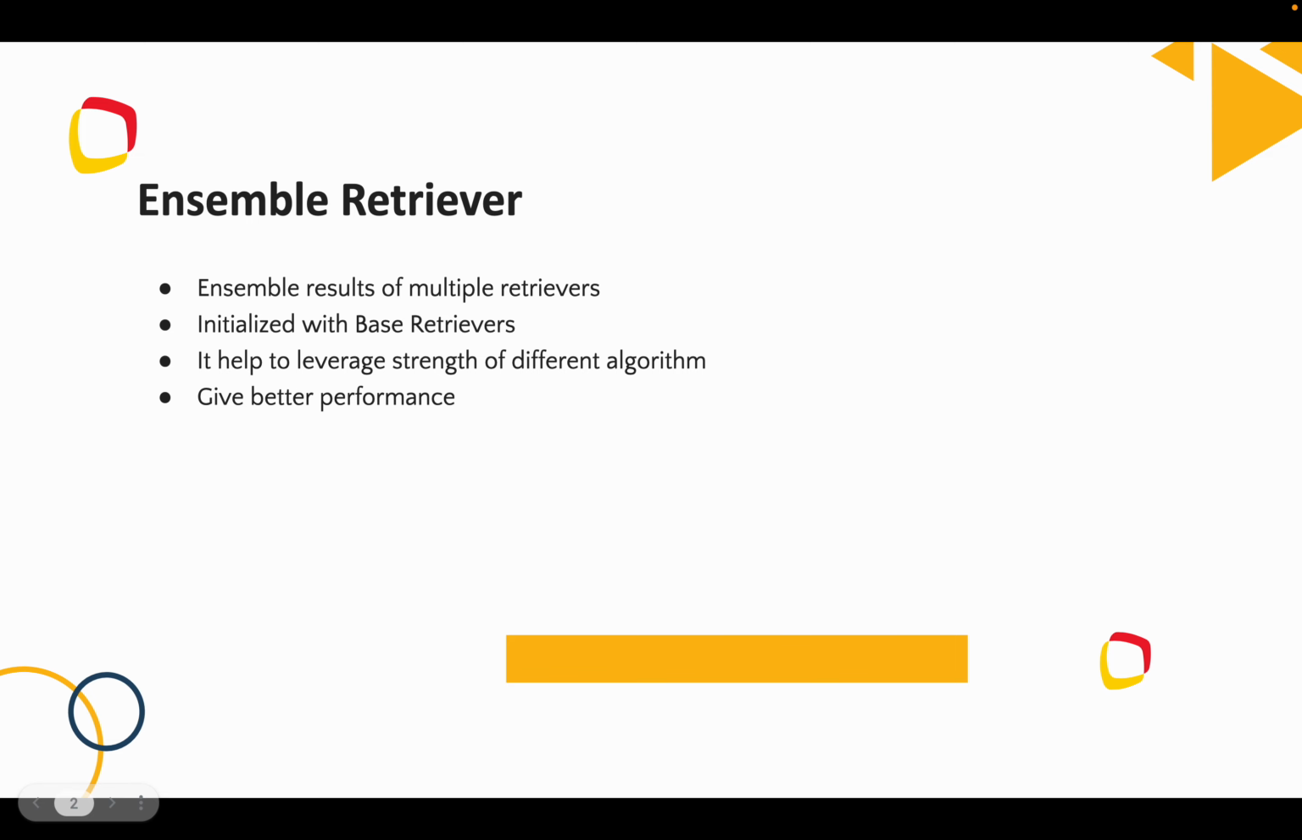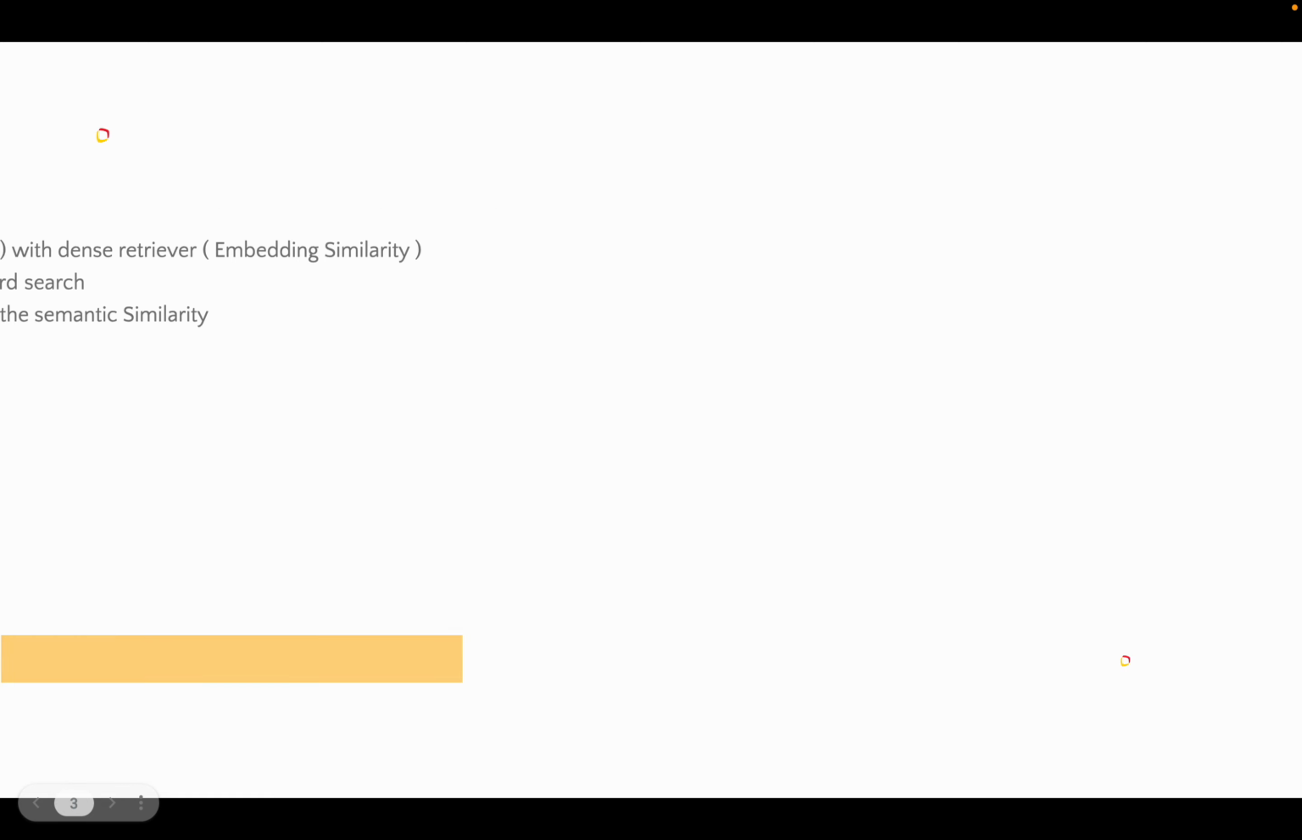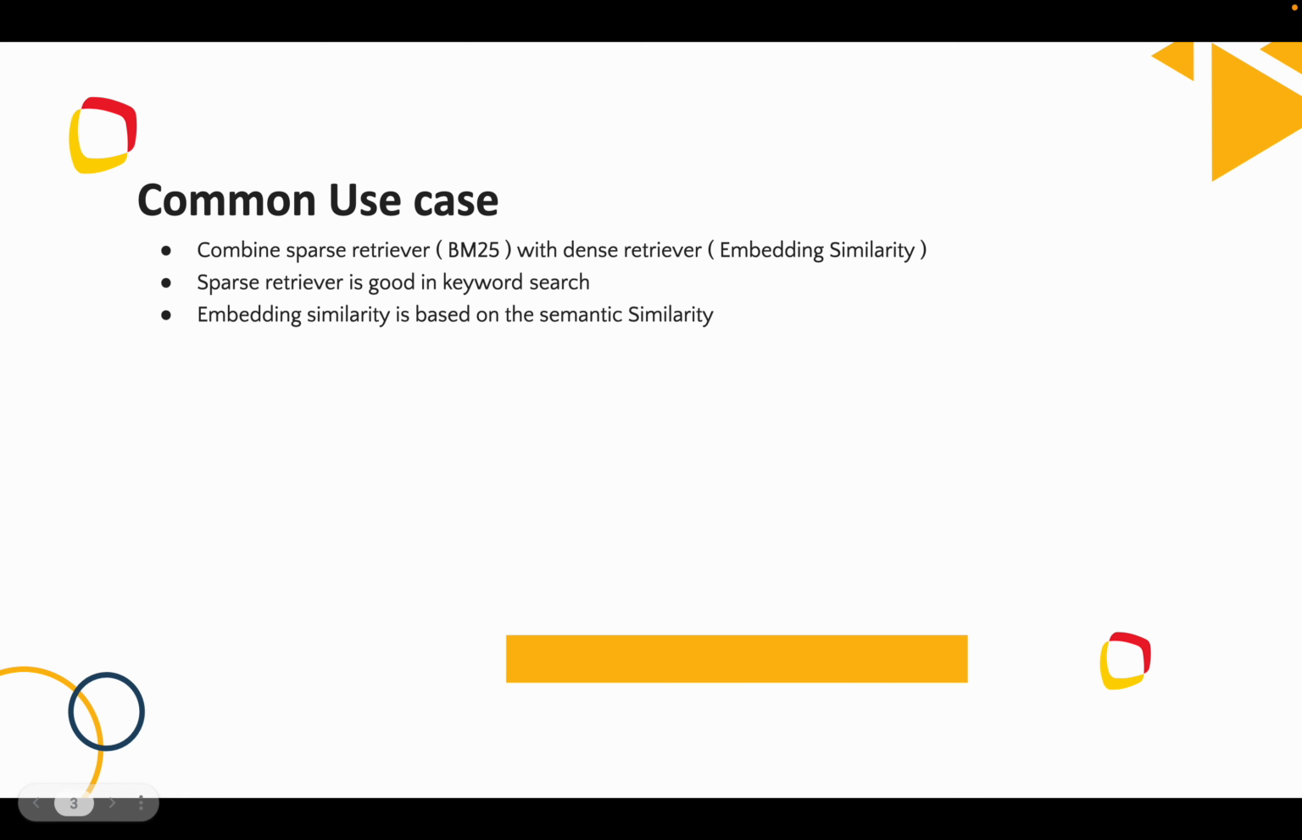So we will have an ensemble class, and we have to initialize it with multiple retrievers, and we will be able to retrieve better results or better documents based on that. For example, a common use case: you may have heard about BM25, which is a sparse retriever, and we have our FAISS or Chroma retrievers, which are embedding-based, or dense, retrievers. The sparse retriever retrieves based on keyword search.